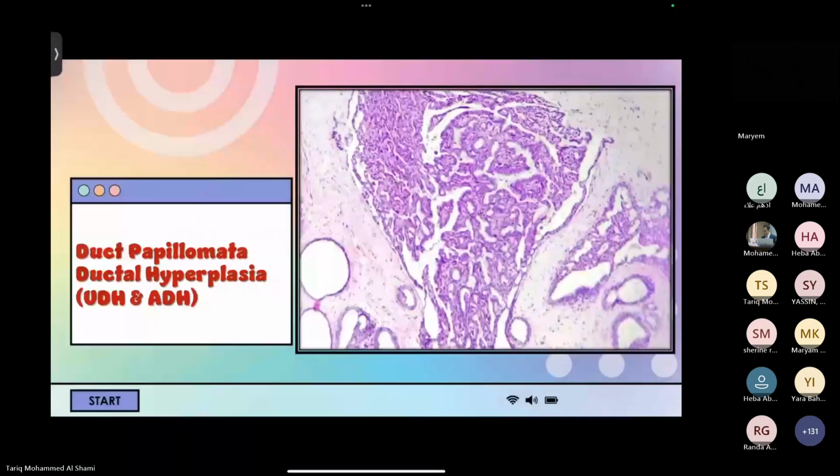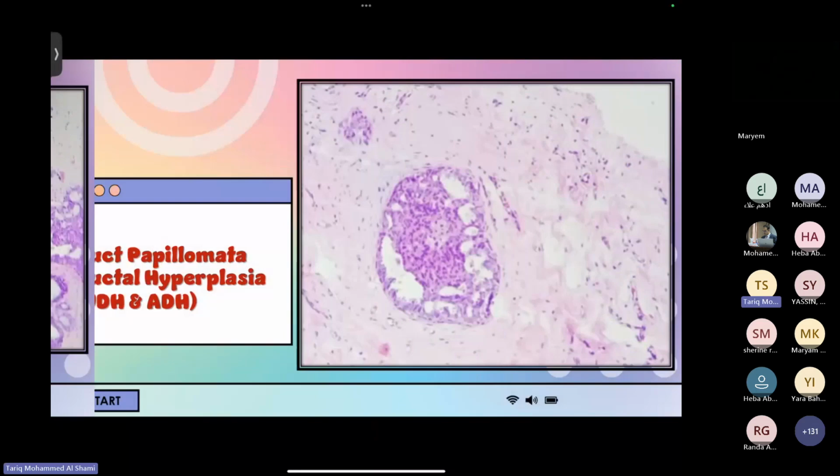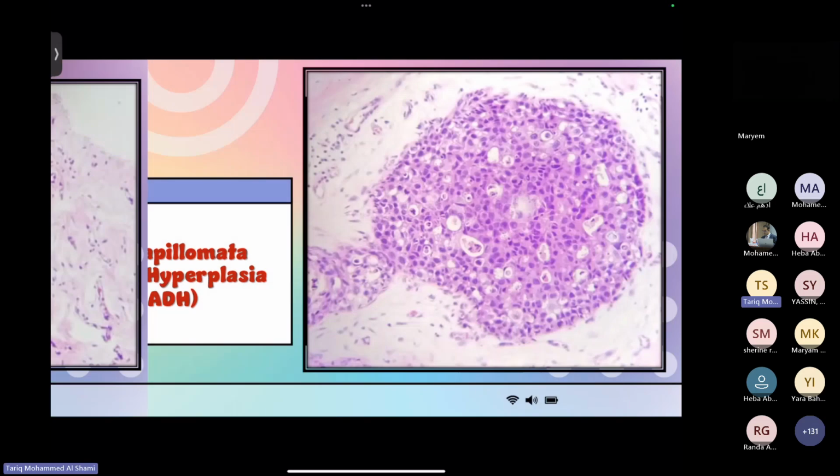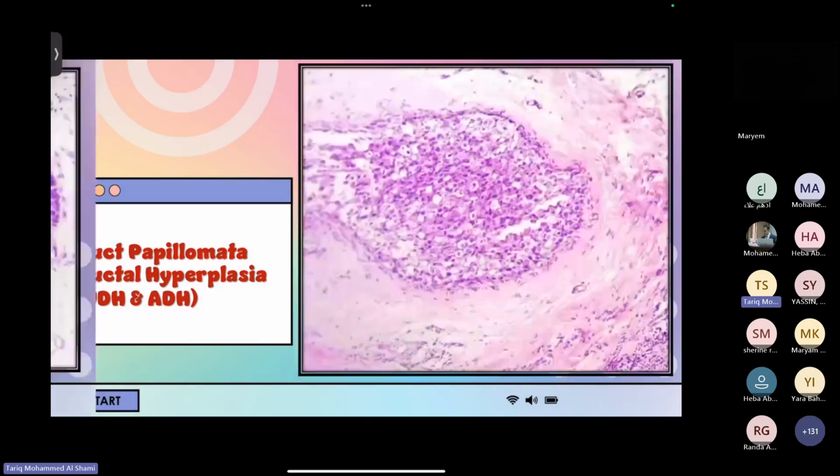Also here, another slide revealed multiple intraductal papillary proliferations as duct papillomata, with another slide revealing usual ductal hyperplasia with haphazardly arranged cells and peripheral fenestrations like this. Atypical ductal hyperplasia with some sort of monomorphic cells.